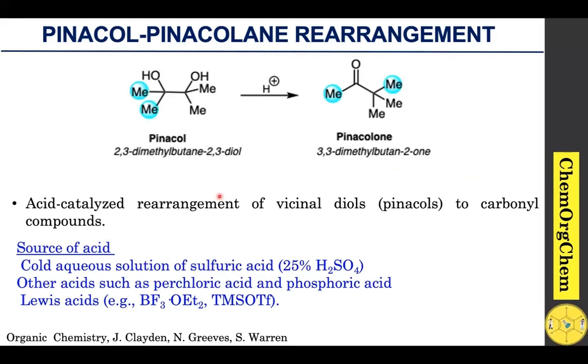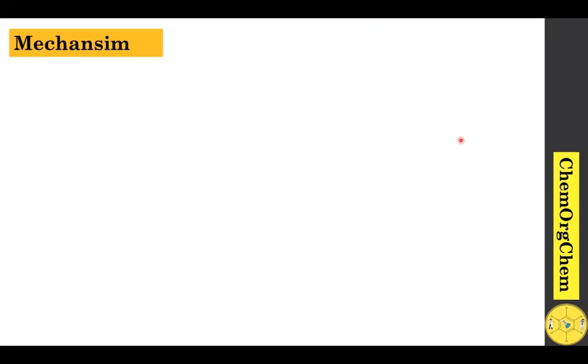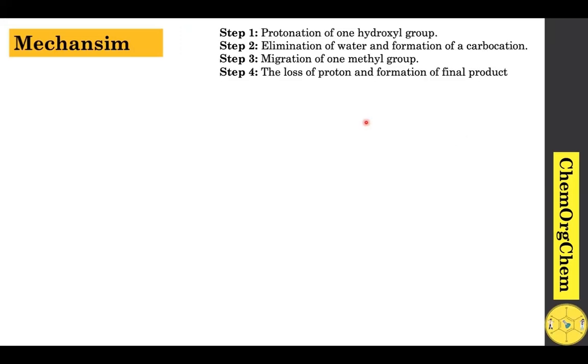Lewis acids such as BF3 etherate as well as TMS triflate are also suitable for conducting this type of pinacol rearrangement reaction. So next we move on to the mechanism. This reaction proceeds by a 4-step process. We'll see one by one.